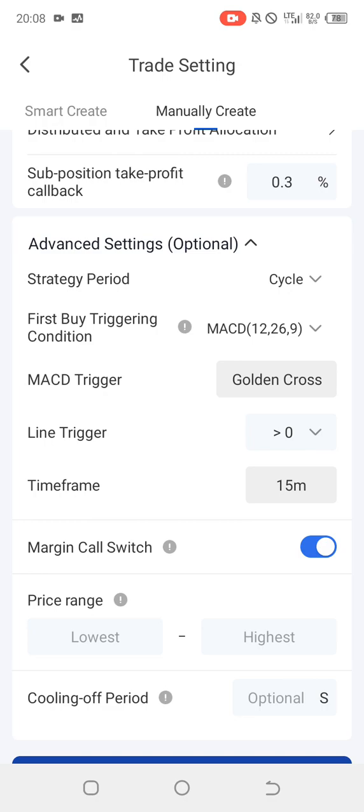So once you set it this way, Royal Q is going to trigger your first buy, and then your subsequent margin calls will take place if the market goes further down, on your one shot trade.